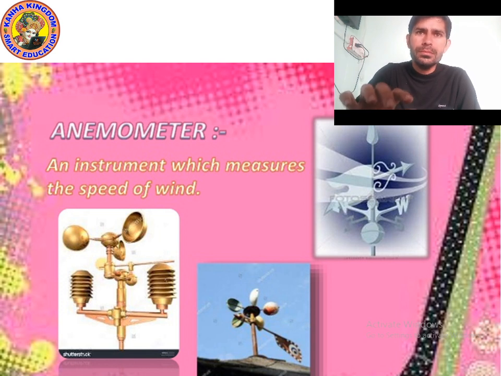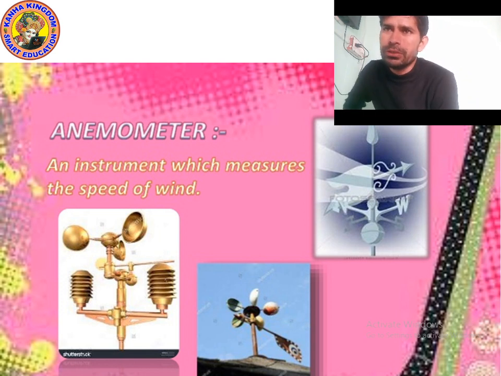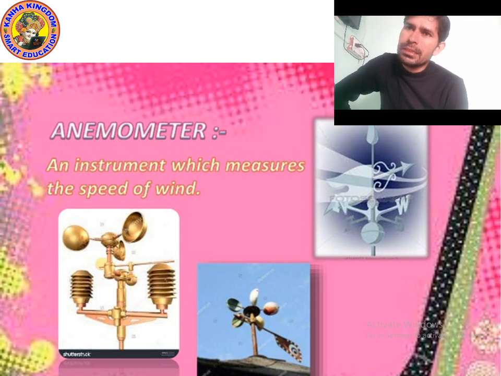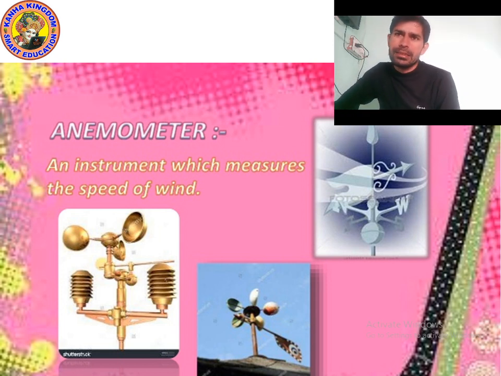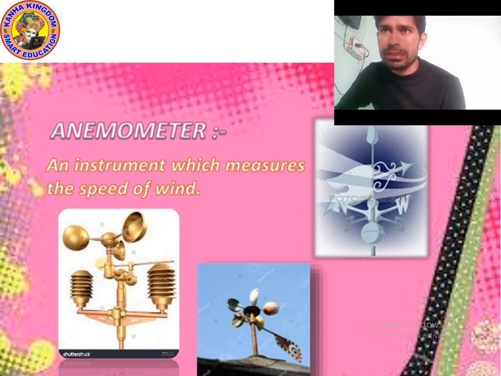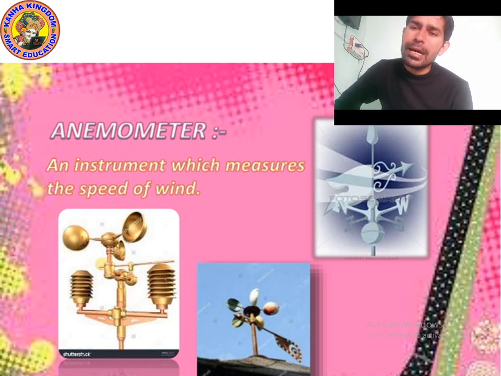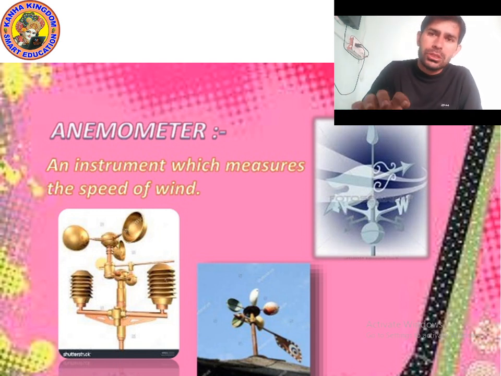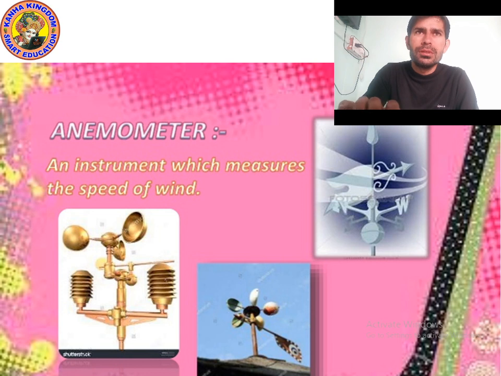So for it we use a device, anemometer. As you can see on the screen, when the wind is flowing, the device which is at the top will start rotating. At the top maybe an arrow like structure or a ball like structure is situated, which rotates in the direction of wind, and it shows the direction. Okay, so anemometer is used for this purpose.